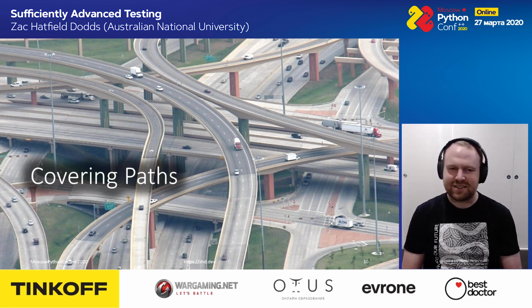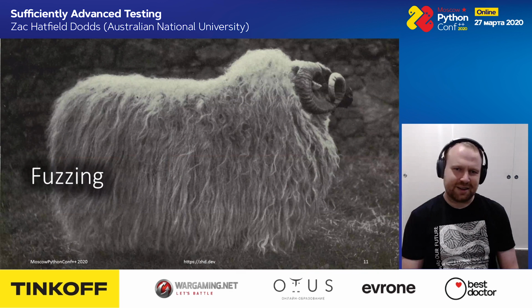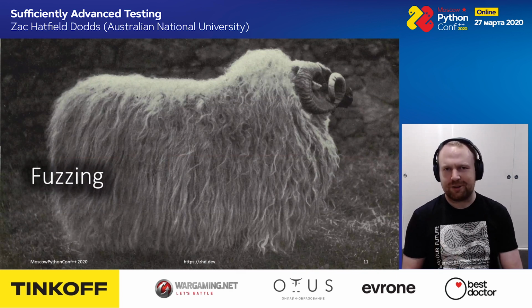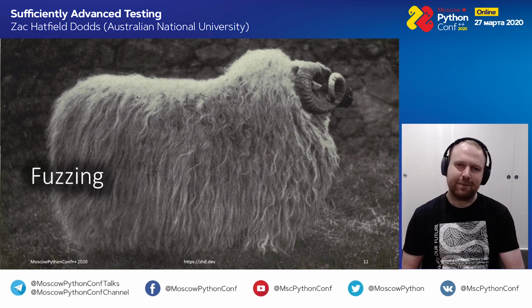But looking at coverage lets us pull off an even cooler trick. This one's called fuzzing. If completely random generated inputs are unlikely to be valid, instead of generating random inputs, we can start with valid inputs and make random changes to them.